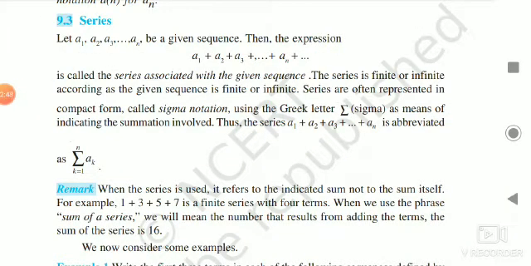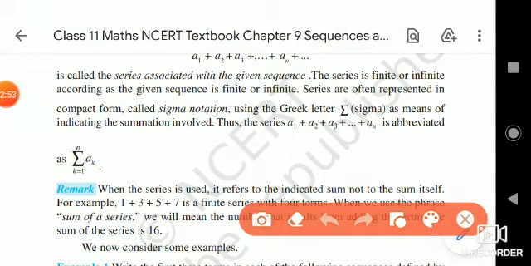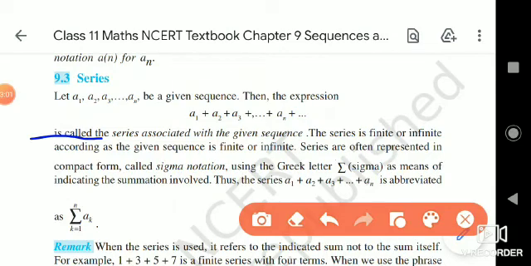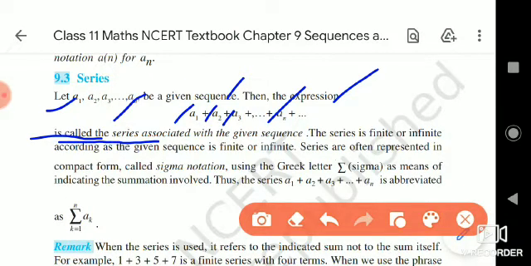Now, let me define a series. Let A1, A2, A3, and so on up to AN be a given sequence. Then the expression A1 plus A2 plus A3 plus so on up to AN is called a series associated with the given sequence. The series is finite or infinite according as the given sequence is finite or infinite.